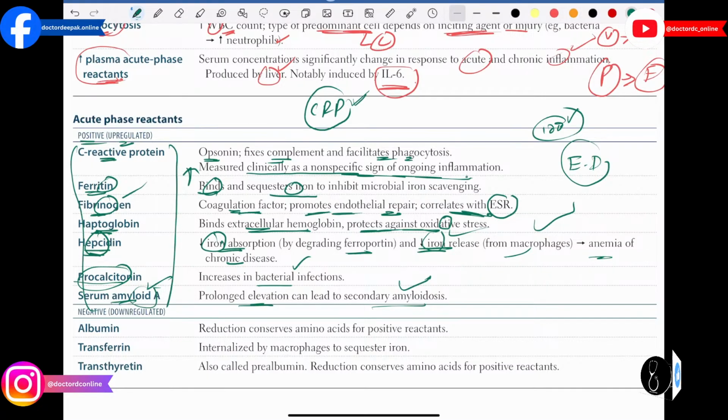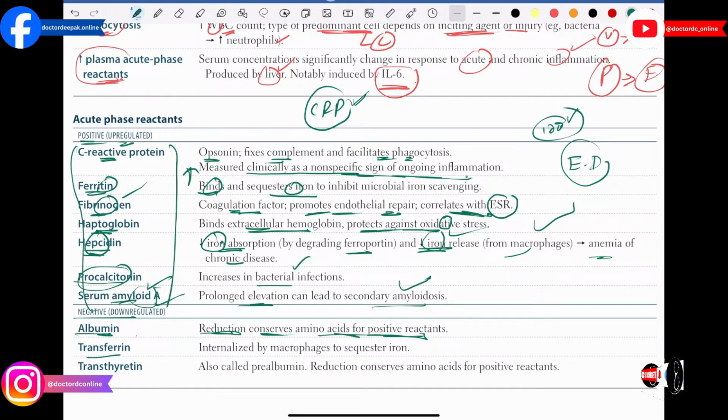But again, there are also some proteins that are going to be decreased, that are going to be down regulated during the inflammation. And what are those proteins? Basically, albumin. Albumin is going to decrease during the inflammation. This is called negative or down regulated. So reduction of albumin conserves the amino acids for positive reactants. So if in your body the albumin is decreased, it means albumin is a protein, and for protein you need amino acids. So if you are not making the albumin, it means you are not utilizing the amino acids. You are conserving these amino acids for positive reactants.